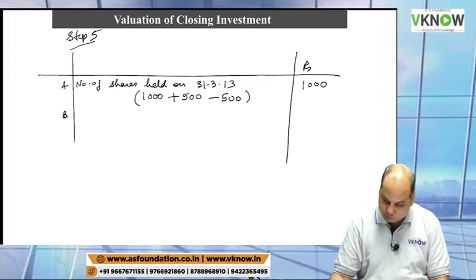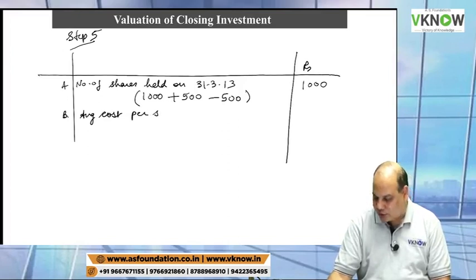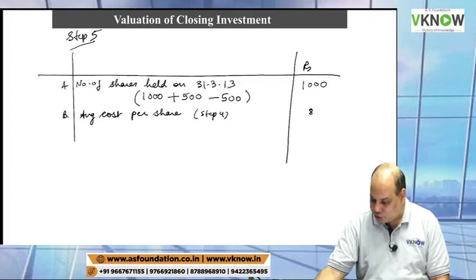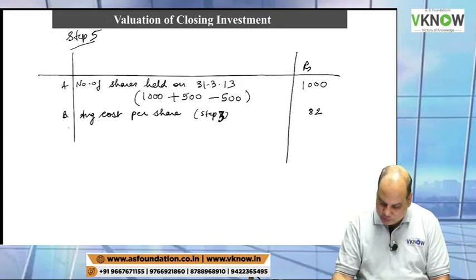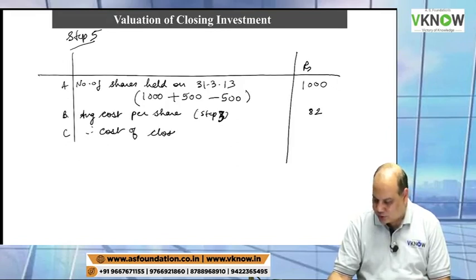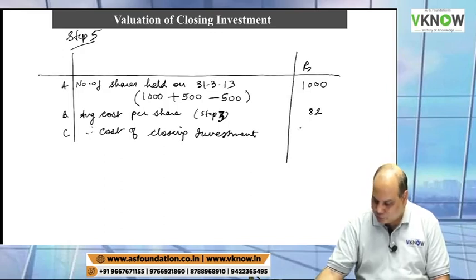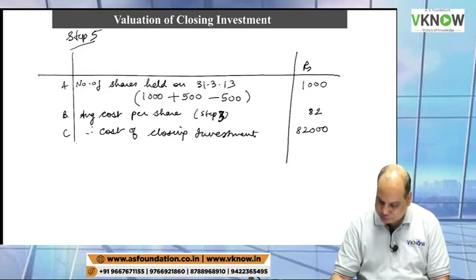Point B. Average cost per share. We'll go to step number 3, and you have calculated 82 rupees. Point number C. Therefore, cost of closing investment. Cost of closing investment is 82,000.